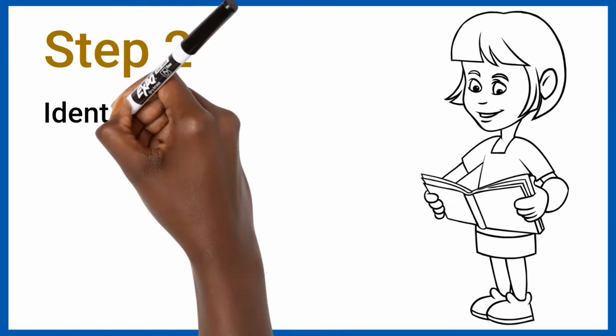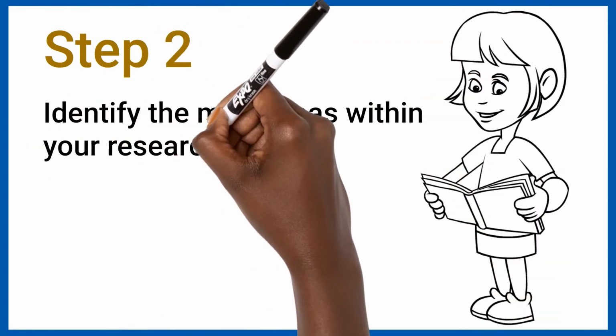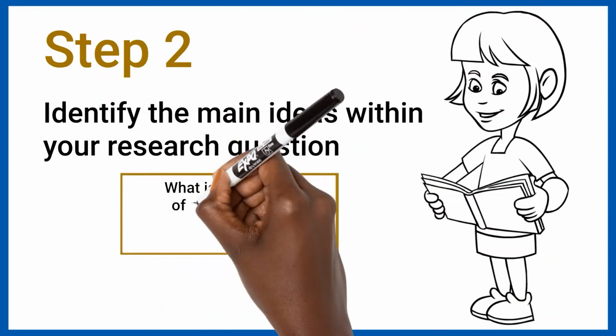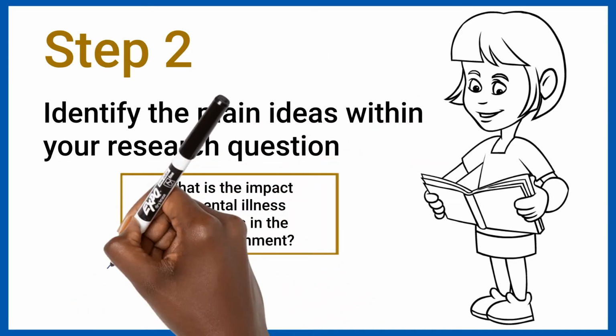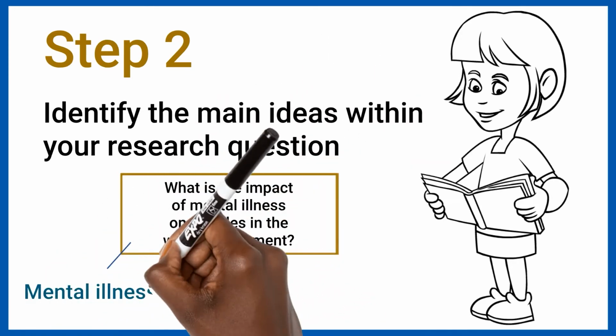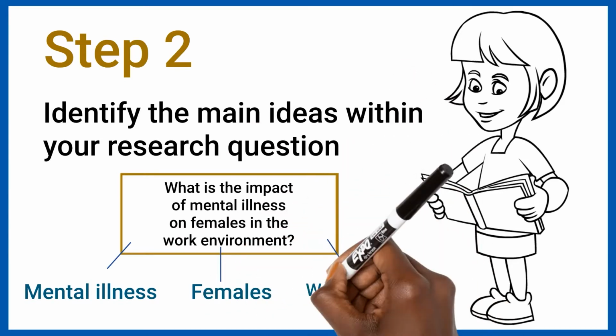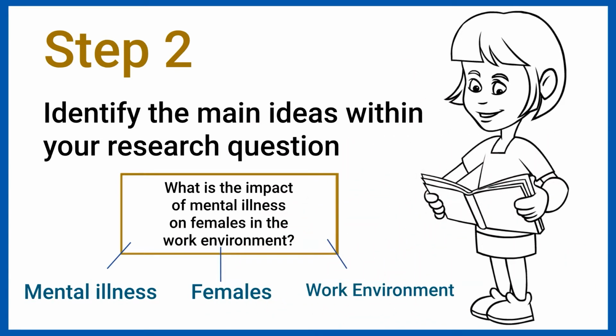Step 2. Identify the main ideas within your research question. For example, in our research question, the main ideas are mental illness, females, and work environment.